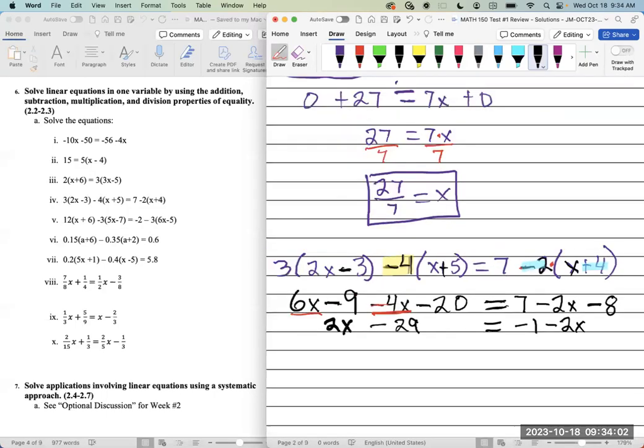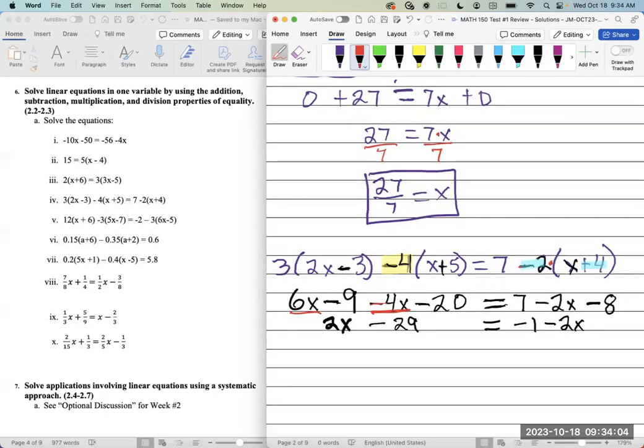Next step, do whatever I want to both sides. My goal is to get the x's on one side. So I'm going to choose to add the x's to both sides. I will add 2x to both sides. Again, my next step, I know I'm going to get rid of this 29, so I will choose to add 29. Notice plus 29 plus 2x is the same thing as plus 29 plus 2x.